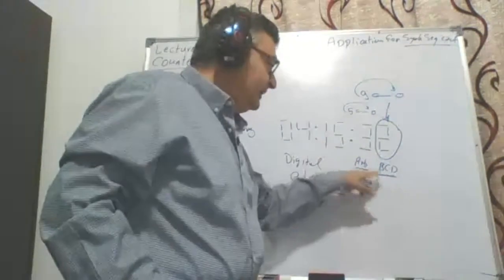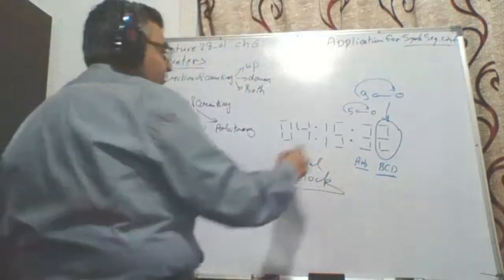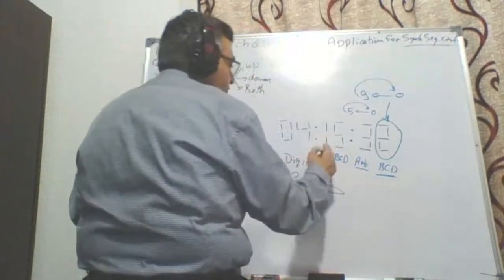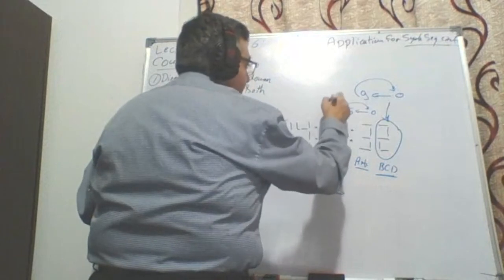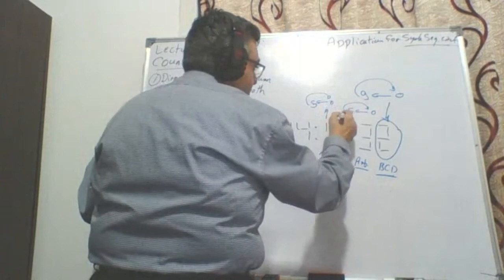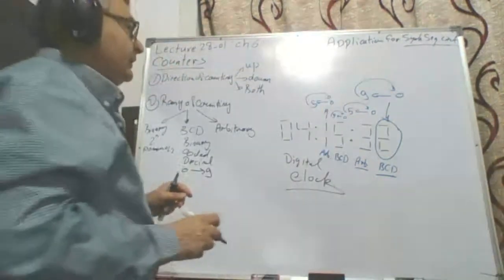First one is BCD. The second one is an arbitrary counter. The third one is also BCD. This is also arbitrary, counting from 0 till 5 and going back to 0. This is from 0 till 9. Okay? Agree? Make sense? Right.